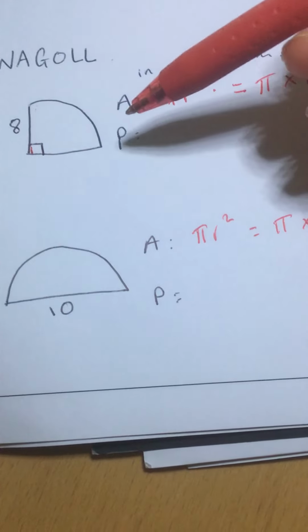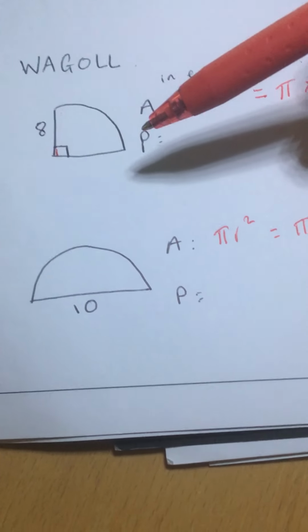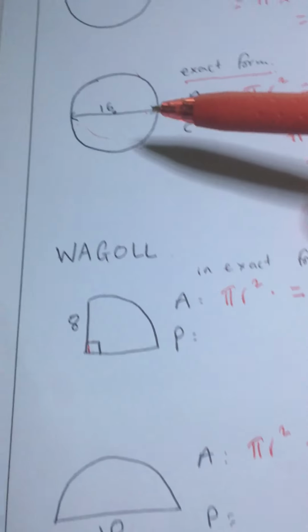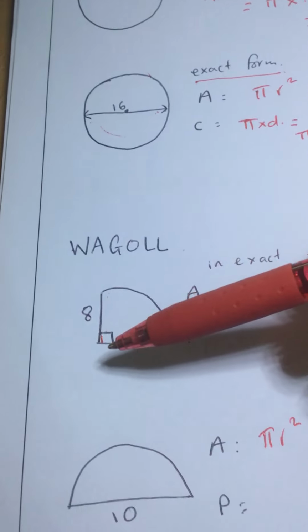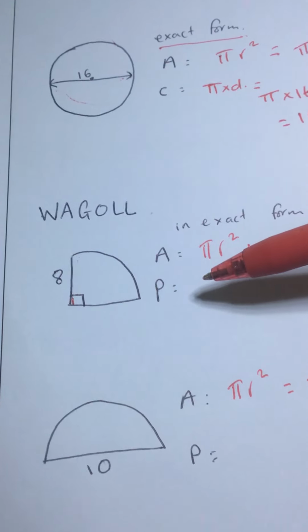For the second part of this question, I have to find the perimeter. Notice how they've used the word perimeter for this question and not circumference. That is because they only ask you to find the circumference if you have an entire circle like this. But if you have a straight line in there, so here I have a straight line for the radius there and a straight line for the radius here, they'll ask for perimeter.